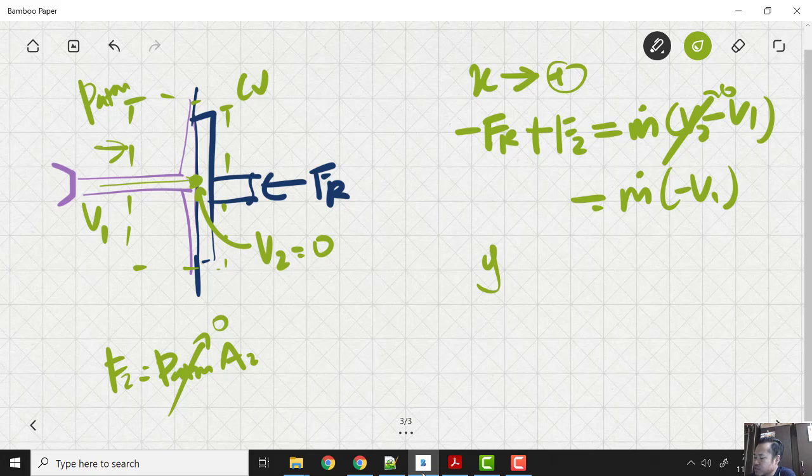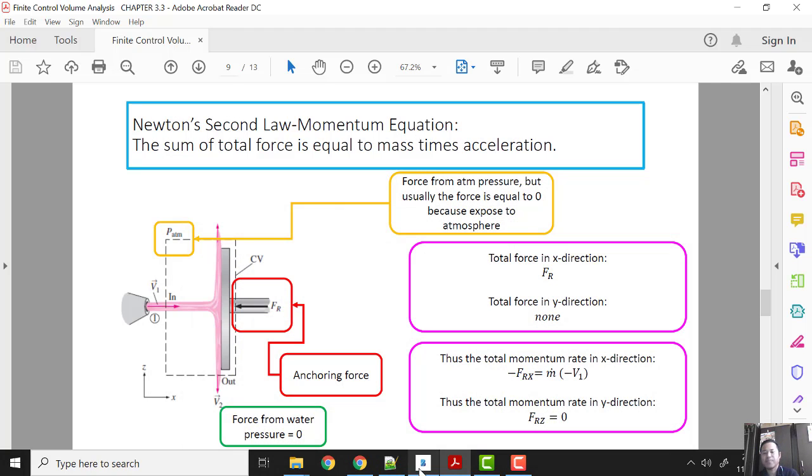And then in the y direction, consider moving upward as positive. Do you have any force moving upward? No, it doesn't have any force moving upward. So FRY is equal to 0. Very simple.